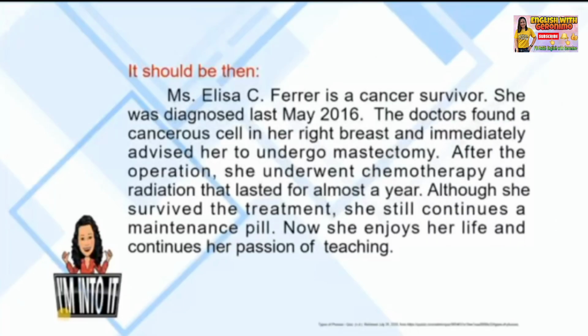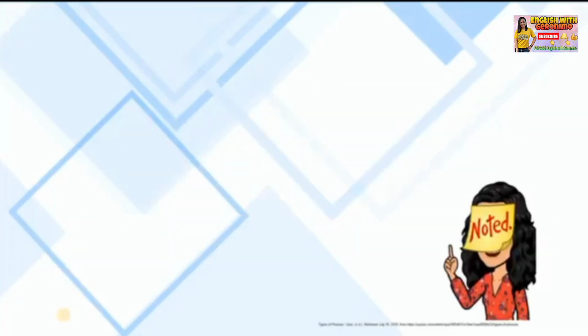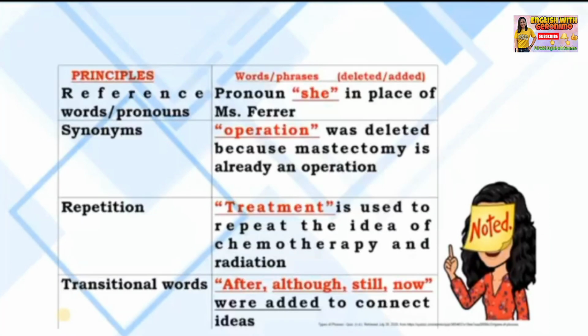What principles of cohesion were applied? Identify the words or phrases deleted or added to achieve cohesion in the given paragraph. Look at the table below. On the first column, we have the principles, and on the second column, we have the words or phrases deleted or added.